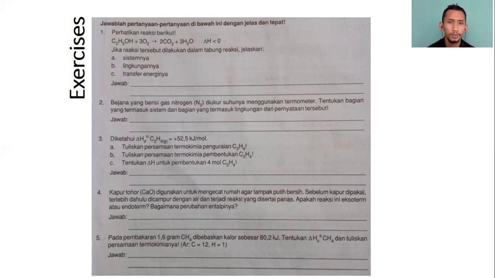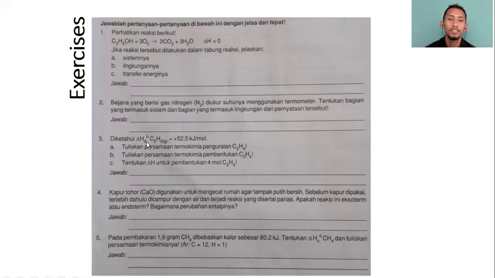The first one, you have a reaction equation. From that you have to check first whether it is balanced or not. And then you have to find out the system, lingkungan (surroundings), and energy transfer. Energy transfer means exotherm or endotherm. And then number 2, that is about the same question. You have to find out the system and the lingkungan. You can try to work on it.